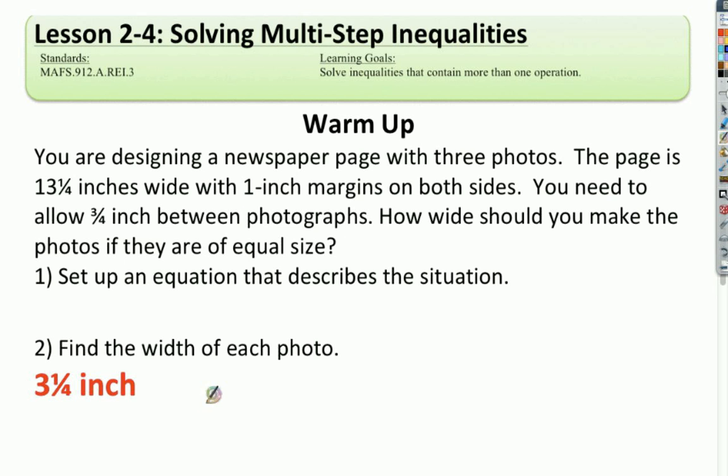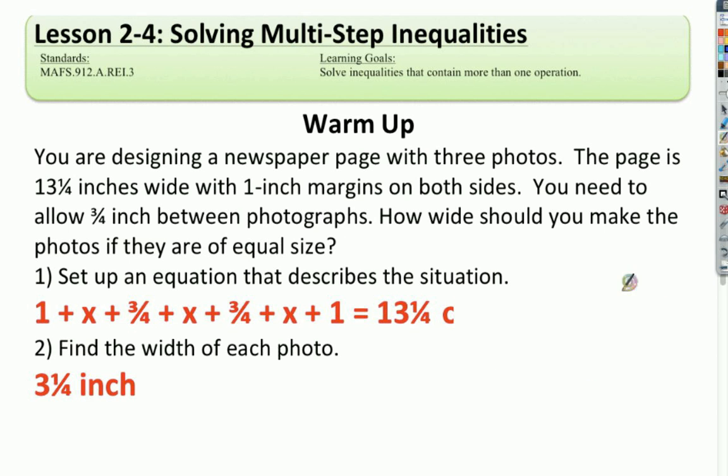There were a number of different equations you could set up, but the most raw equation you could set up was this. If you drew a picture, then you would have figured out that there was a margin, and then a picture, and then a space between the picture, and then another picture, then a space between the picture, and then another picture, and then another margin. And all together it had to add up to 13 1/4. If you went to simplify that right away and combine like terms, you end up with this: 3x plus 3 1/2 equals 13 1/4.